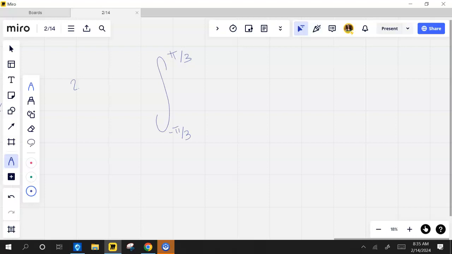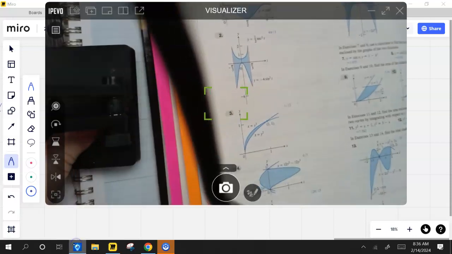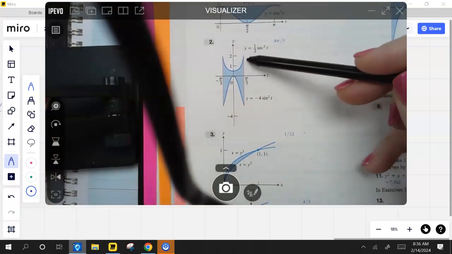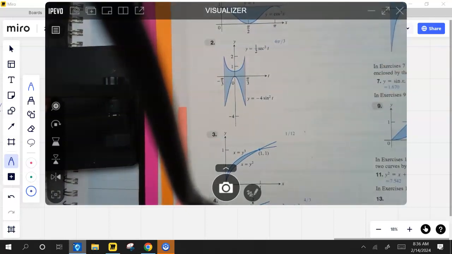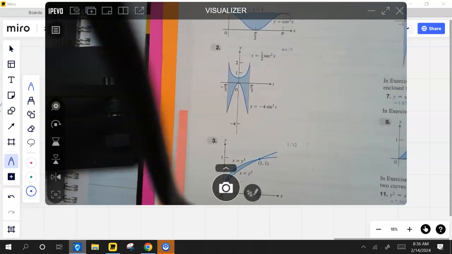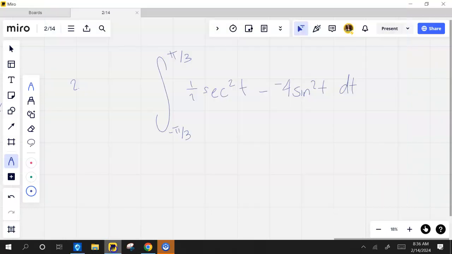All right, I'm going to do top curve minus bottom curve. So 1/2 secant squared t minus negative 4 sine squared t. Doesn't matter what we do first. Yes, top minus bottom. This is top. Well, this is bottom. But we will do with respect to y, where we're left and right instead of top and bottom. Maybe today.